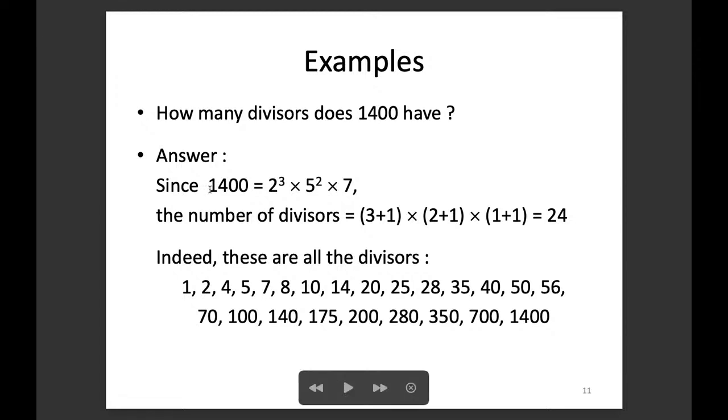This method is by doing factorization of 1400. After factoring 1400, we get 2 to the power 3 multiplied by 5 to the power 2 multiplied by 7. These are the prime factors, right? So this is the prime factorization of 1400. Now, for any divisor, we need a theorem called the unique prime factorization of a number, which is studied in primary school.